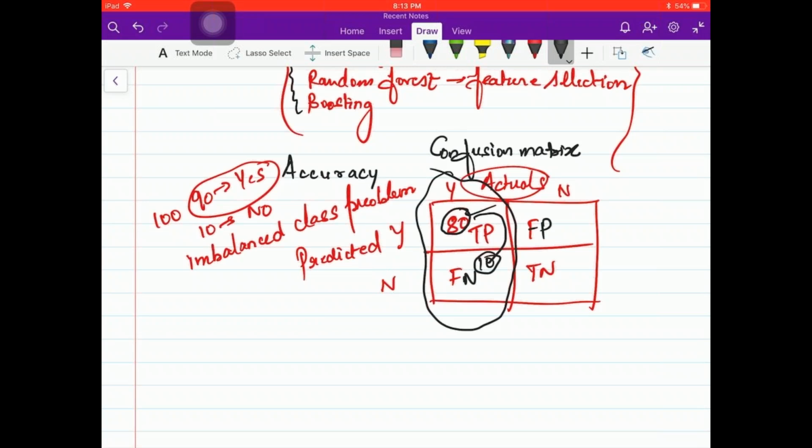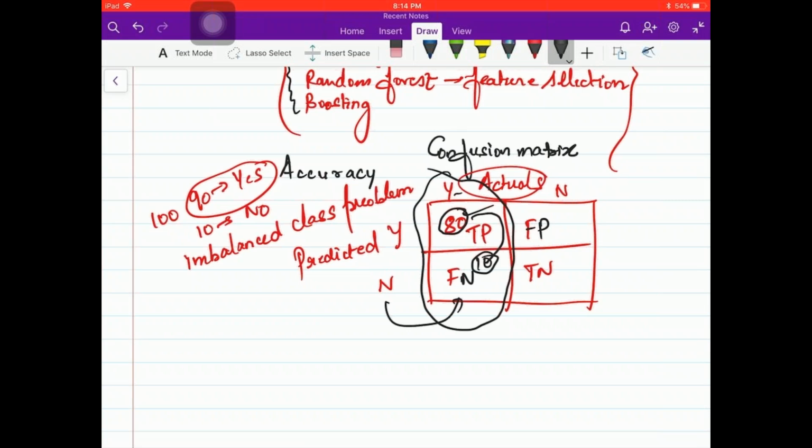Okay, so out of 90 yeses, you have predicted 80 yes correctly and 10 wrong. So these are called false negatives. I mean, you have predicted negative in a wrong way: you predicted 10 as negative, but they are actually yes, actually positive. Just to make your life simple, I'll mark these as positive and negative. These are just two classes. Okay, so this will make more sense.